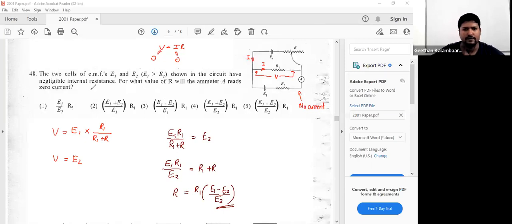So what you get when you simplify is the fifth answer: R equals R1 times (E1 minus E2) by E2.